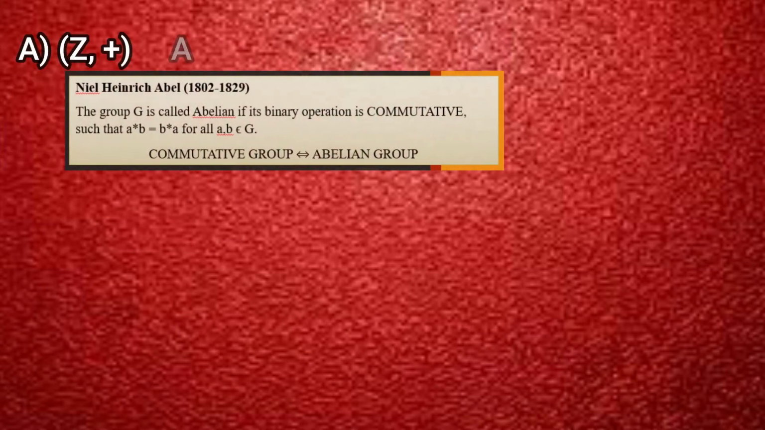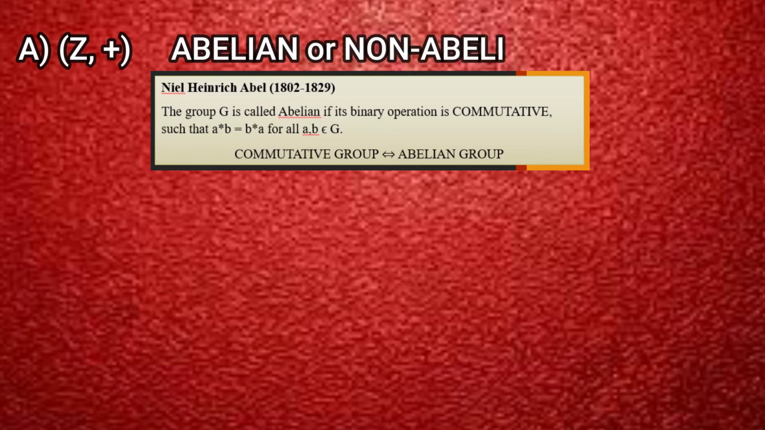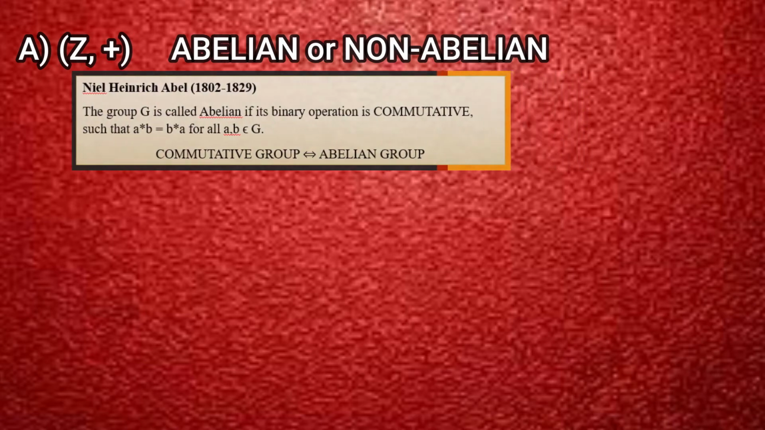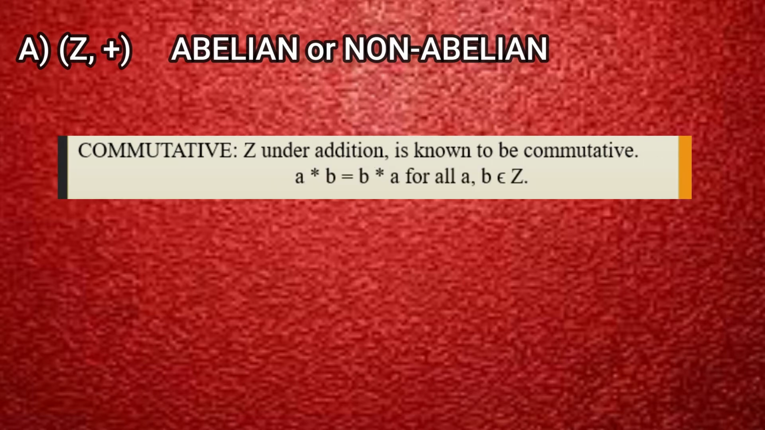Now let's prove if this group is abelian or non-abelian. As I've said earlier, abelian is also known as commutative. So that means that a group is abelian if it is commutative. Under the commutative property, Z under addition is known to be commutative. Yes, it is commutative. Here's an example to prove that it is true.